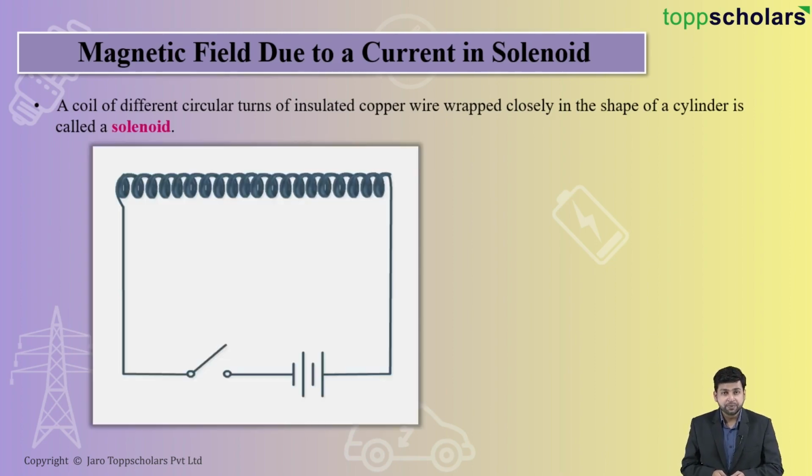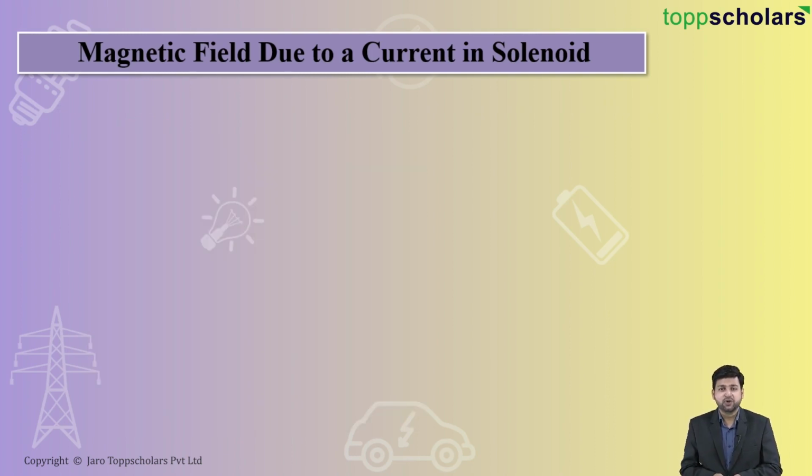For example, here, can you see here? There's a copper wire in the form of a cylindrical shape with circular turns. This particular section is called a solenoid. Now students, let's see the properties of a solenoid.